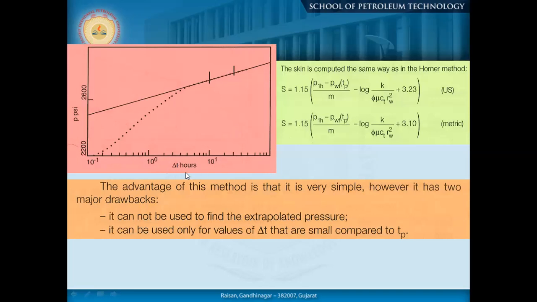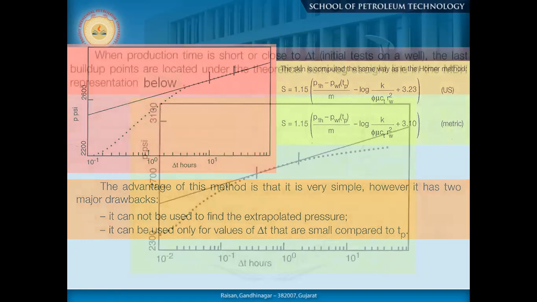In the Horner case you have TP plus del T by del T, which you can use to get your pressure if you do an extended period of build-up. But in this case, the production time TP is large, whereas the del T we are considering is very negligible compared to the production time. That's why it cannot be used for extrapolating to P bar or P star. Okay, it can be used only for values of del T that are small compared to TP. That means your production time is very big compared to your test run. So that is how you can use the MDH plot.